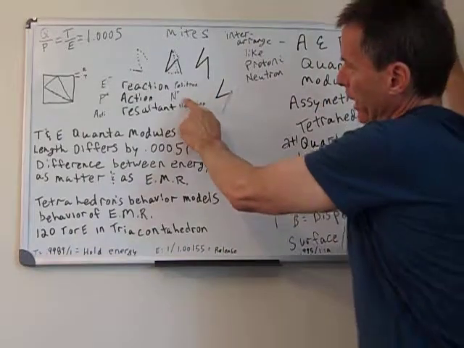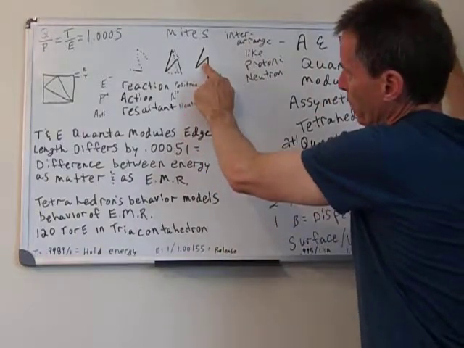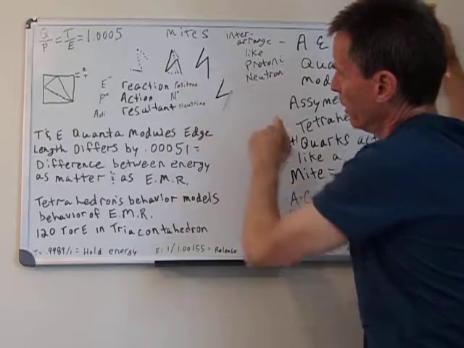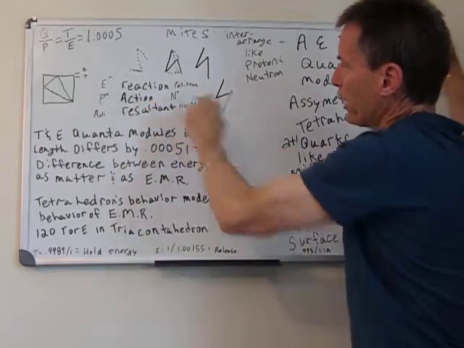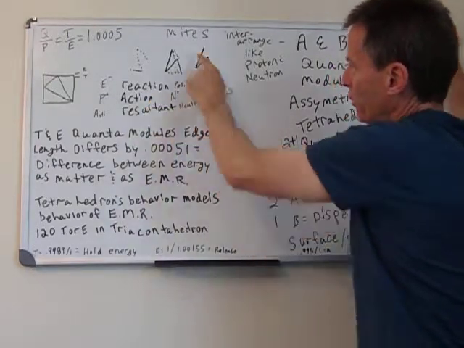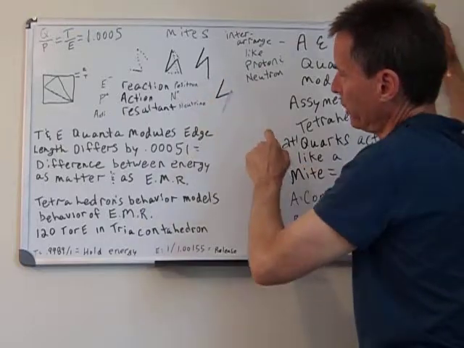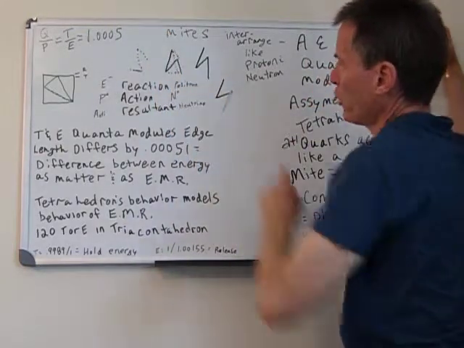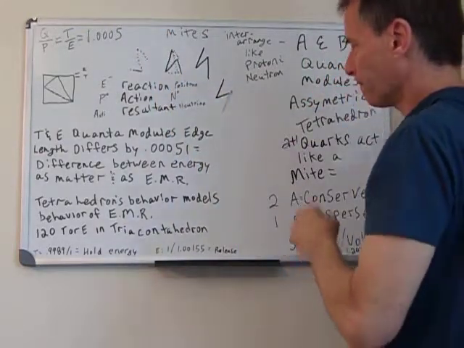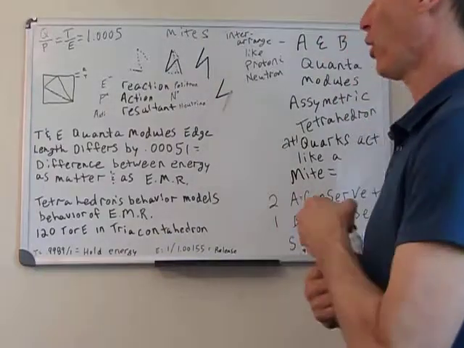On the other side, he's saying one of these vectors represents the neutron as an action, the reaction is the positron, and the resultant is the neutrino. And you put these together, and it's one structure called the tetrahedron. He created other quantum modules also.